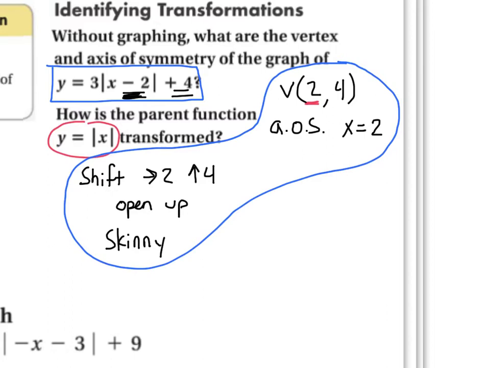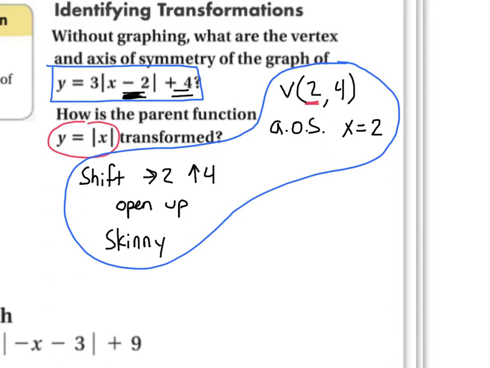What does a parent function do? A parent function is just the simplest form of that function. So the parent function for our graph here is just y equals the absolute value of x. It's the simplest form of that function.